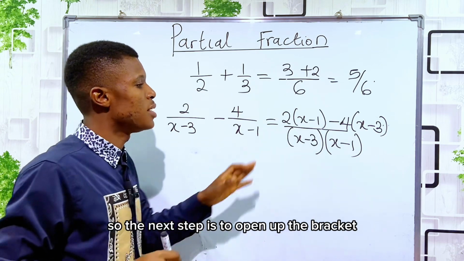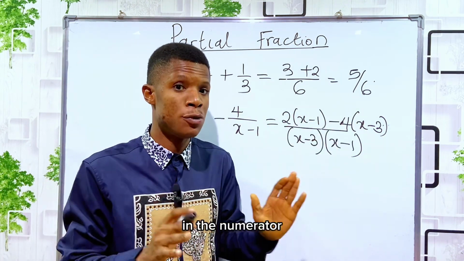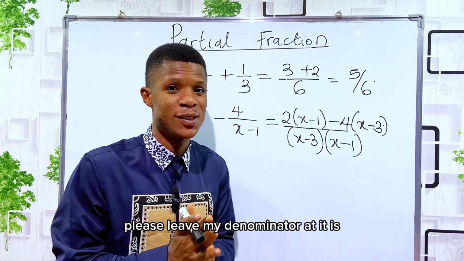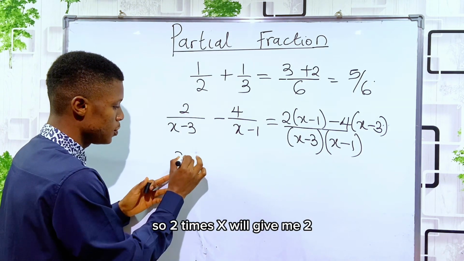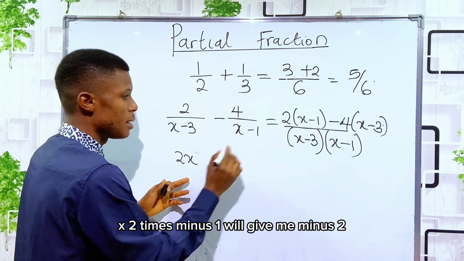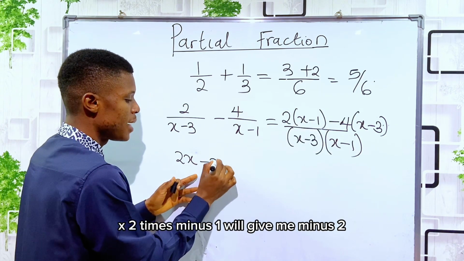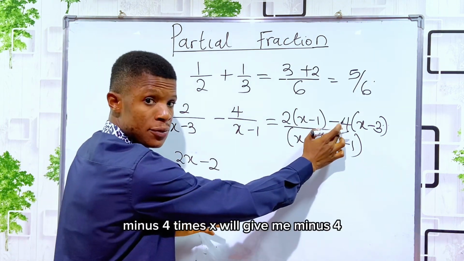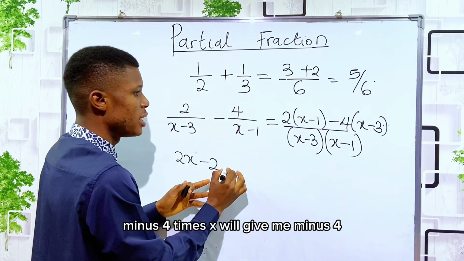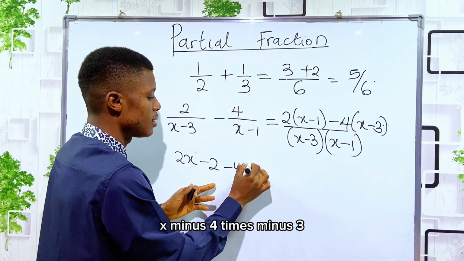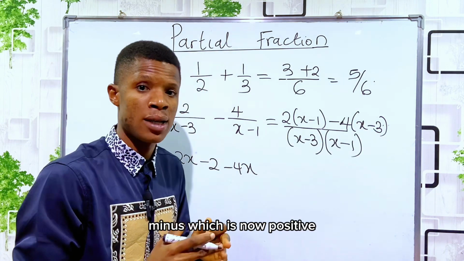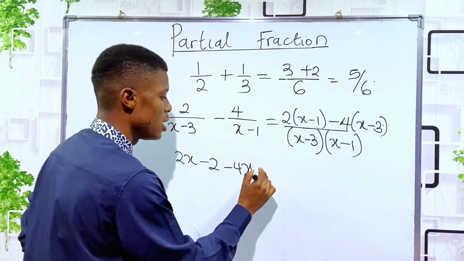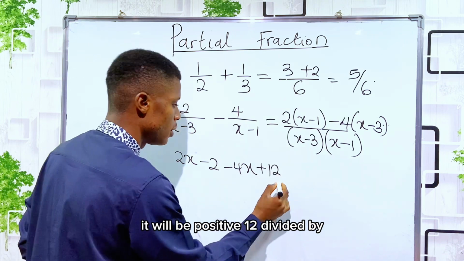The next step is to open up the brackets in the numerator. Please leave my denominator as it is. So 2 times x will give me 2x. 2 times minus 1 will give me minus 2. Minus 4 times x will give me minus 4x. Minus 4 times minus 3. Here we have minus minus, which is now positive. It will be positive 12.